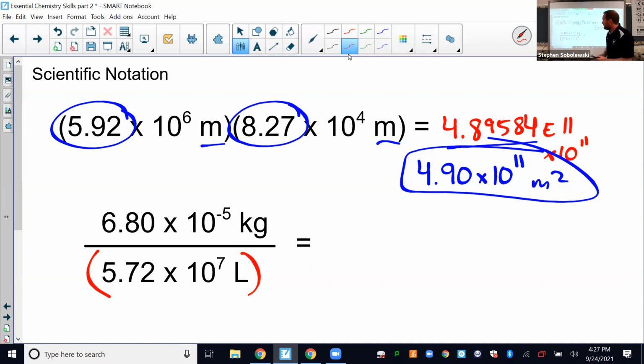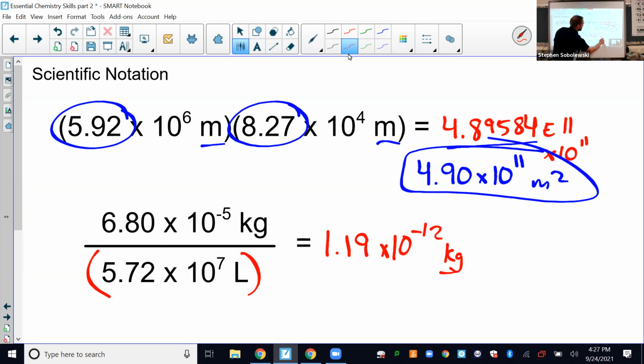So let's practice both ways. I'll try with the E. So all I'm going to enter is 6.80 E negative 5. Hopefully that's coming through there. And I'm going to divide that by 5.72 E7. And there's my answer right there. Now, in terms of sig figs, I need 3 of them, and my unit is going to be kilograms per liter. So 1.19 times 10 to the negative 12 kilograms per liter.